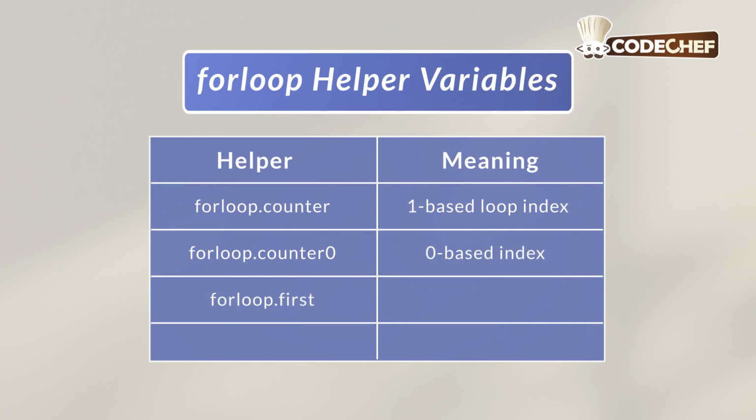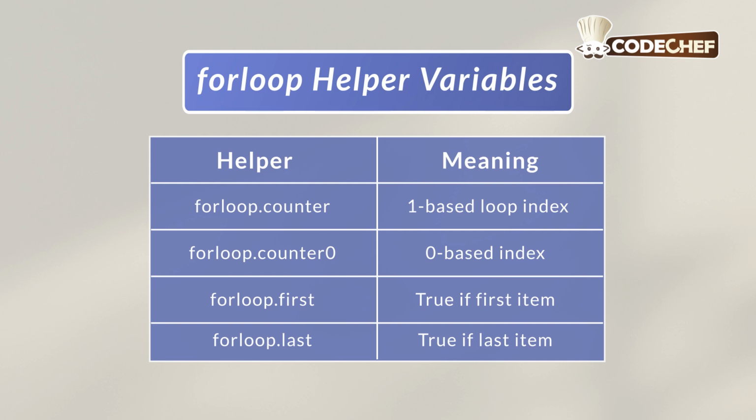And you have forloop.first, which returns true if the first item in the list is present, and we have forloop.last, which will return true if the last item of the list is present. So these are some helper variables that you can make use of in your for loop, which are provided by Django.